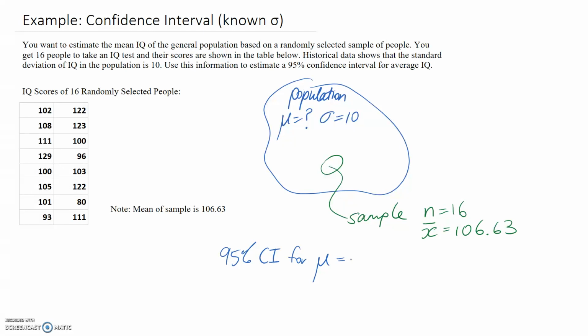Now what defines how we make that choice is this standard deviation parameter for the population. If you're provided that value, then you should be using the Z version of the equation, and if we were not given the standard deviation for the population, then we would use the T version. So we're going to use Z, and that means that the equation looks like this.